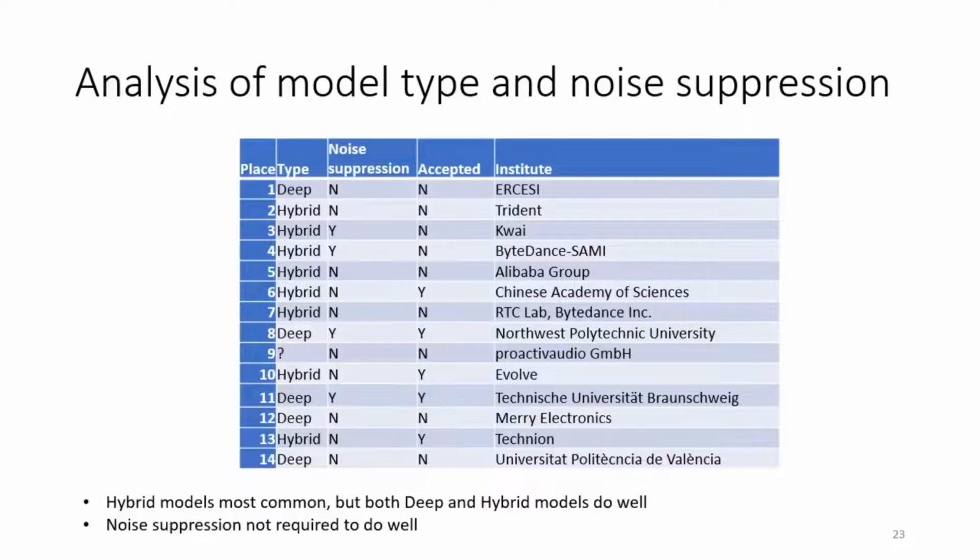Using the submitted abstracts and published papers, we can do a high-level analysis of the submissions as a function of AEC performance. First is the model type, whether it used a hybrid approach with a linear AEC plus deep suppressor or a full deep model. We see that the hybrid approach is more common and most of the top performers are hybrid, but a fully deep approach can also achieve top performance. Some models include noise suppression, but we also see that is not needed to achieve top performance.